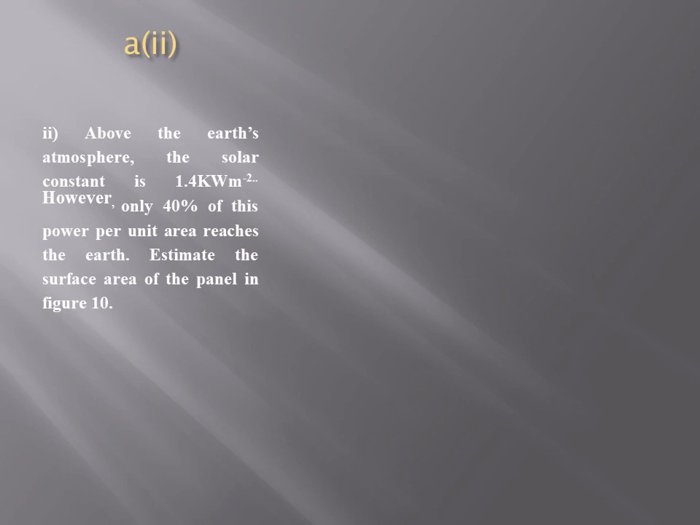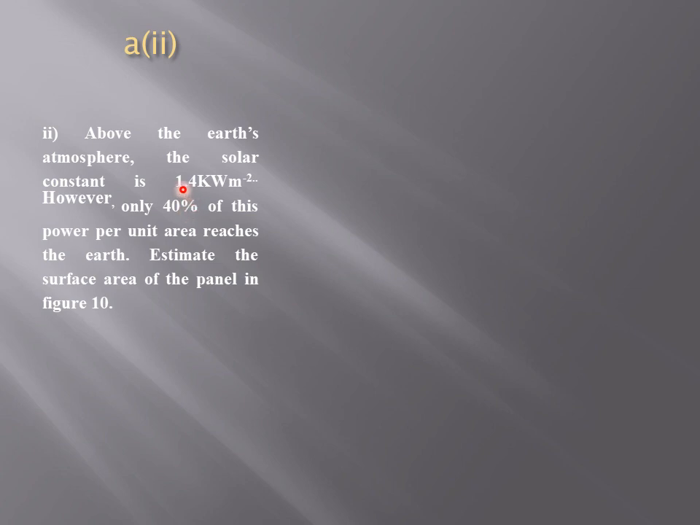Question 2: Above the Earth's atmosphere, the solar constant is 1.4 kilowatts per meter square. However, only 40% of this power per unit area reaches the Earth. Estimate the surface area of the panel in figure 10, the figure we just viewed. What you must understand is that we are told that only 40% of this power reaches the Earth.